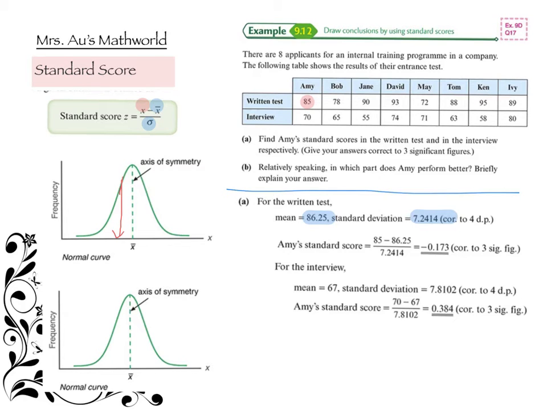Similarly, you can also do it for the score of the interview. So remember, you always use the original score minus the mean mark and then divide by the standard deviation. This time the standard deviation of this one is larger.